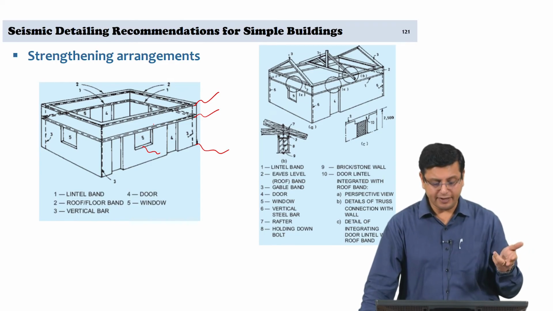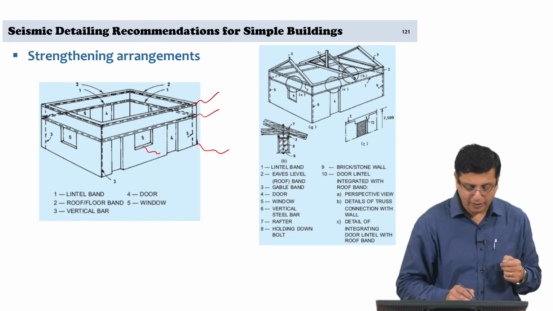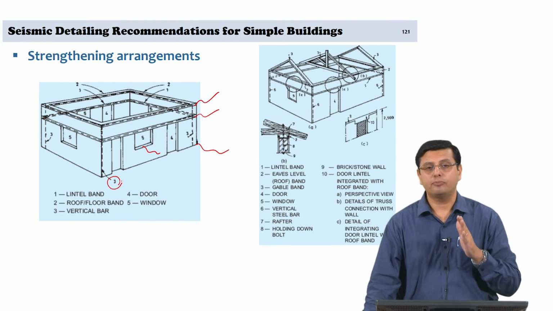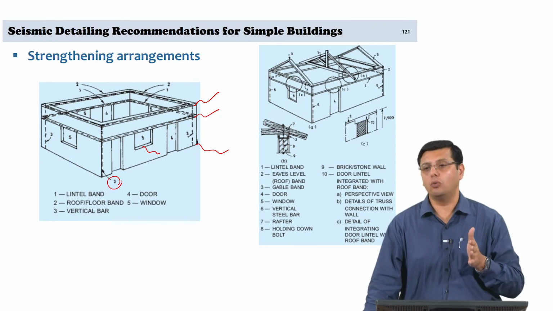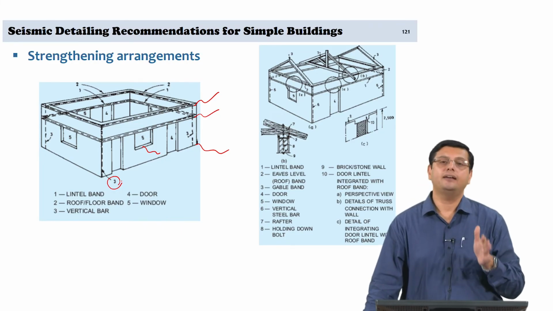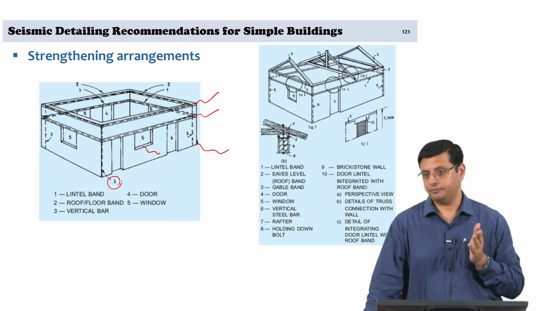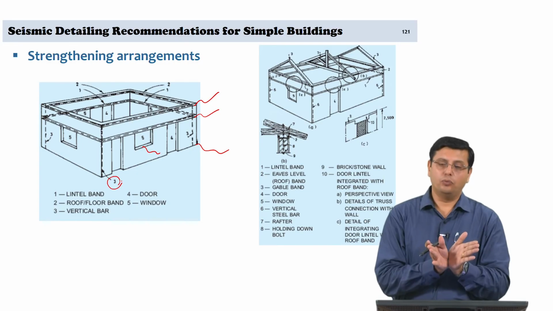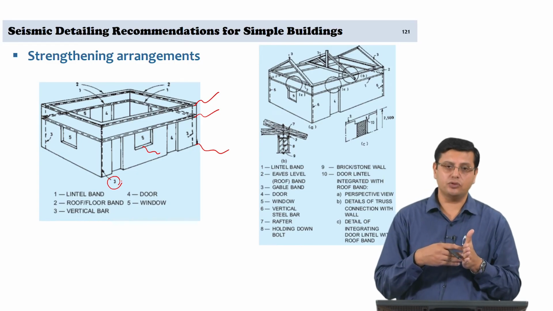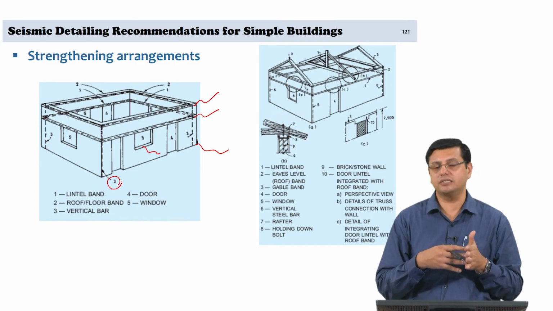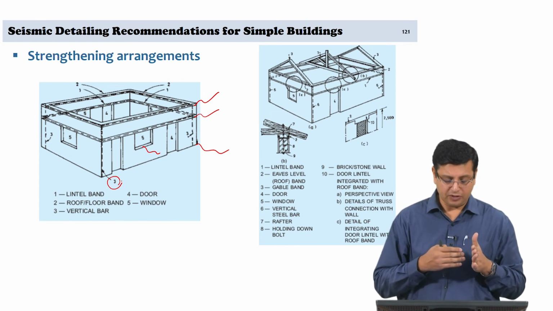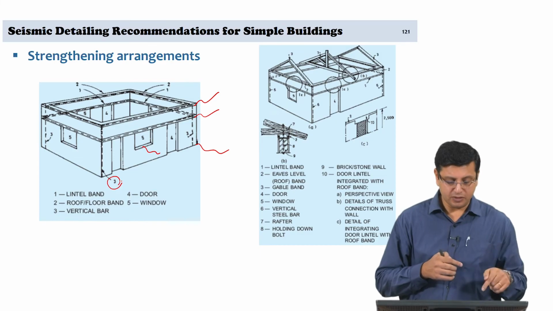The other arrangement are these vertical bars that you can see marked here. These vertical bars are provided at the corners of all walls and provided at the ends of all openings. So, these have to occur wherever there are wall corners or junctions of walls. When you have a T junction or an H junction or any junction between two load resisting vertical load resisting walls, these vertical bars are given.